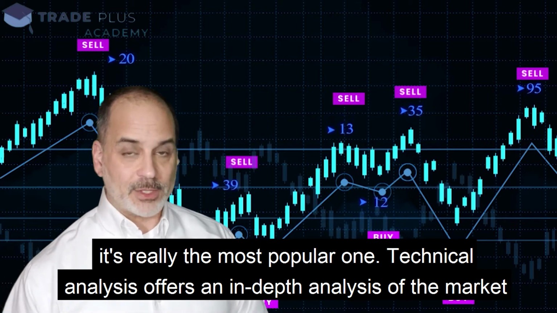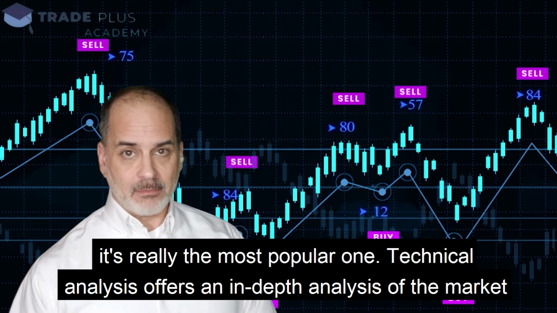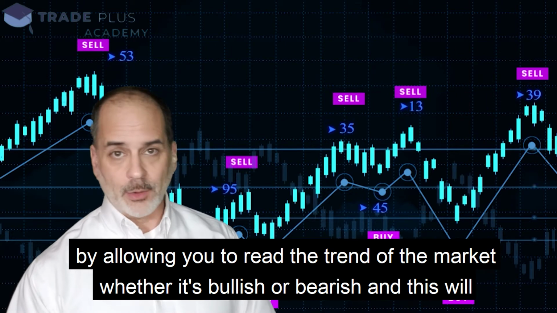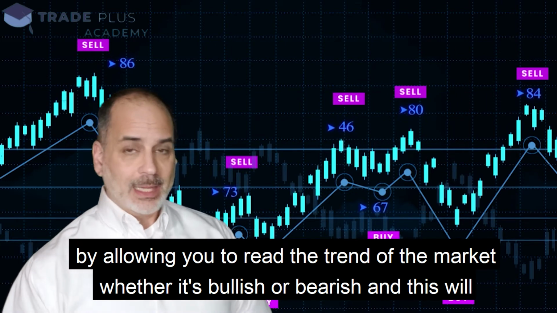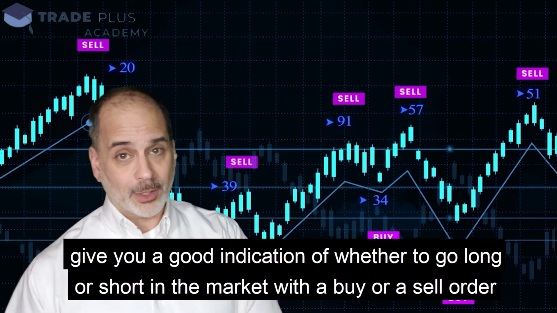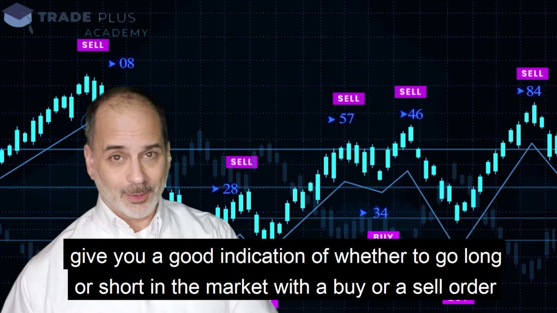Technical analysis offers an in-depth analysis of the market by allowing you to read the trend of the market, whether it's bullish or bearish. And this will give you a good indication of whether to go long or short in the market with a buy or a sell order.